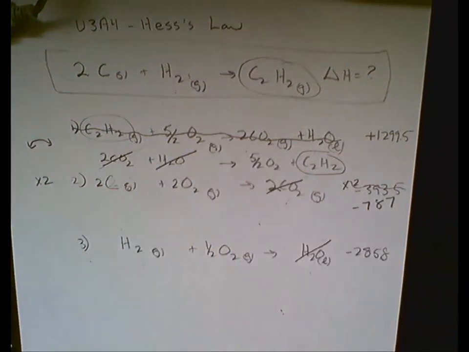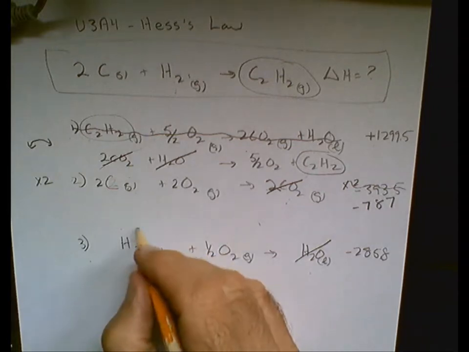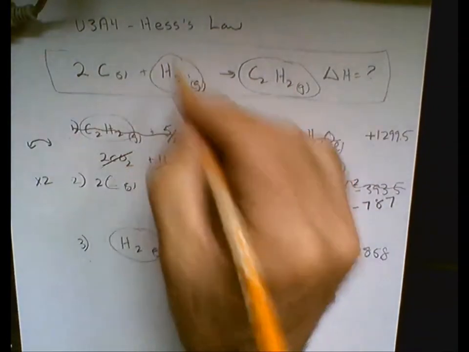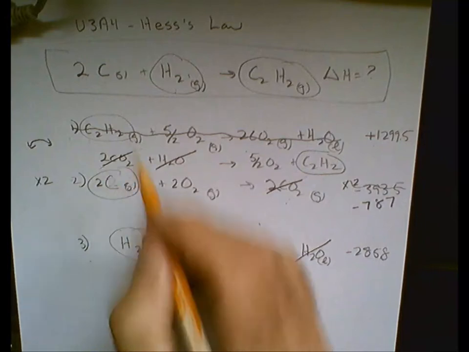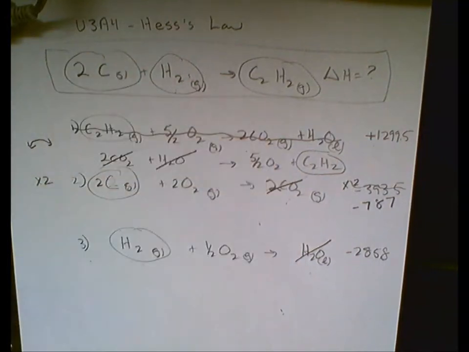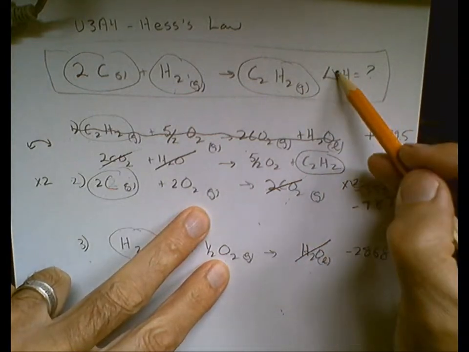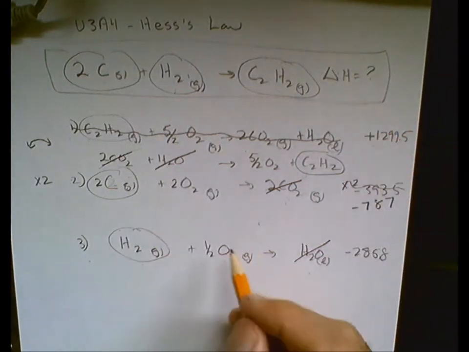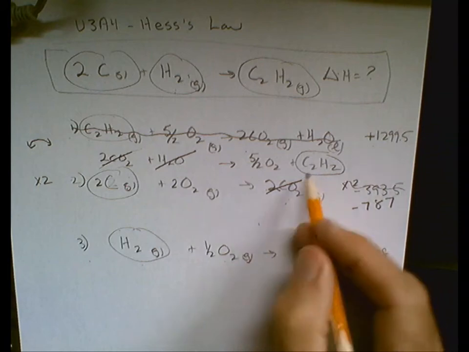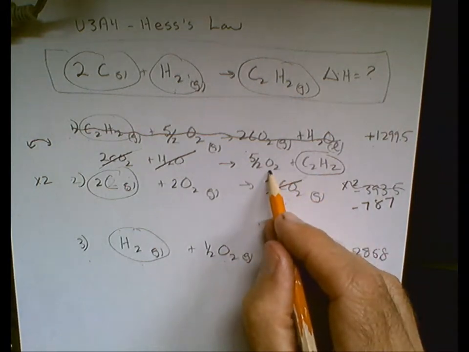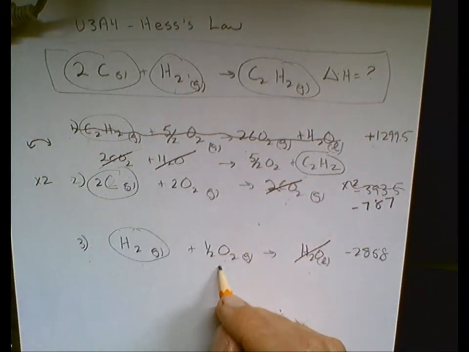H2O, H2O. Okay, now I'm going to look for elements to cross out. I do have an H2 and I do have an H2. I do have a 2C and I do have a 2C. I've got oxygens here, but I don't have oxygens over here. So I've got 5/2 oxygens I have to get rid of, and over here I have a half.